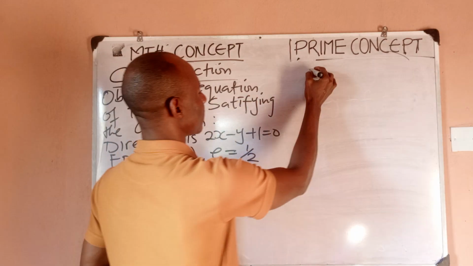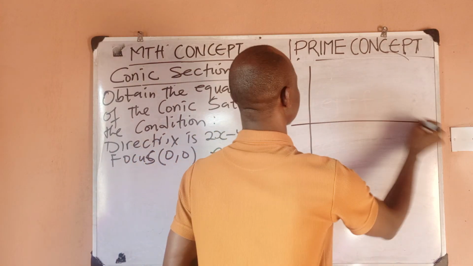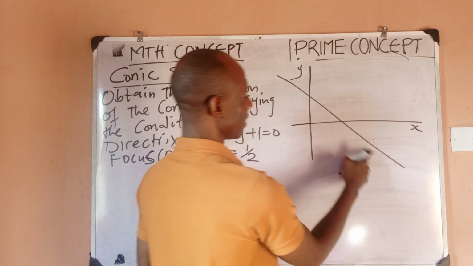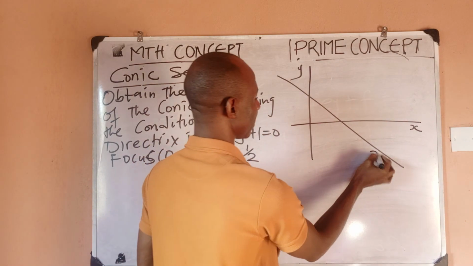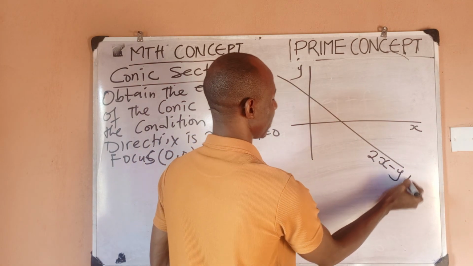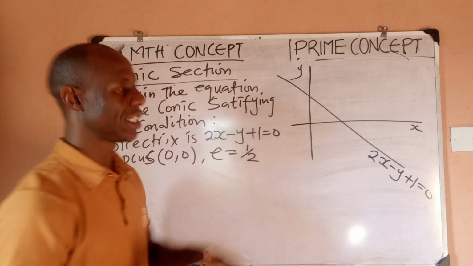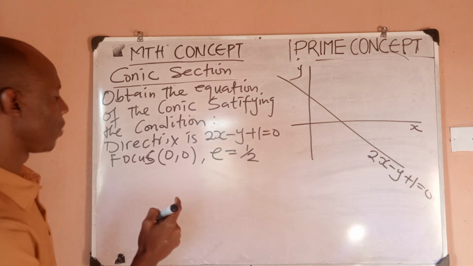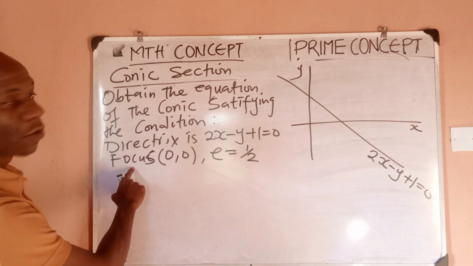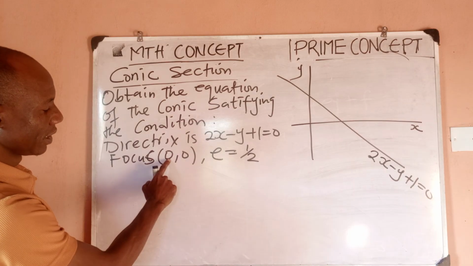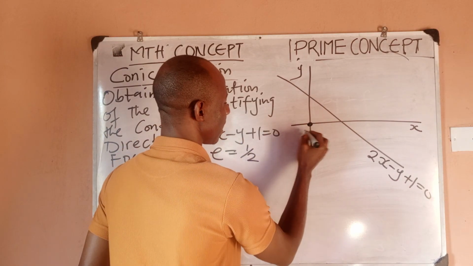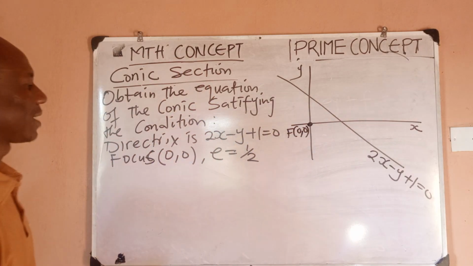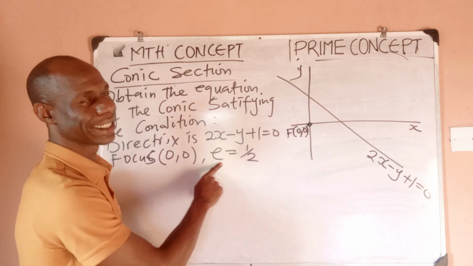So let me redraw that. We have something like this. This is our y, this is our x. Now say this is our directrix. The equation of this directrix is given as 2x minus y plus 1 equals 0. So they gave us the equation of the directrix, right? Now, say we have a point. You notice our focus, which is the fixed point, is at the origin. So the focus F is at the origin, which is (0, 0). This is where we have that fixed point. And they gave us the eccentricity.